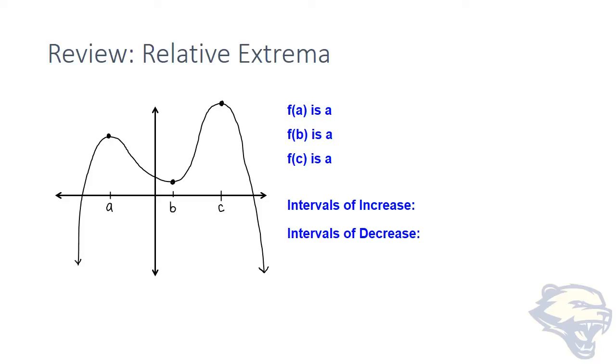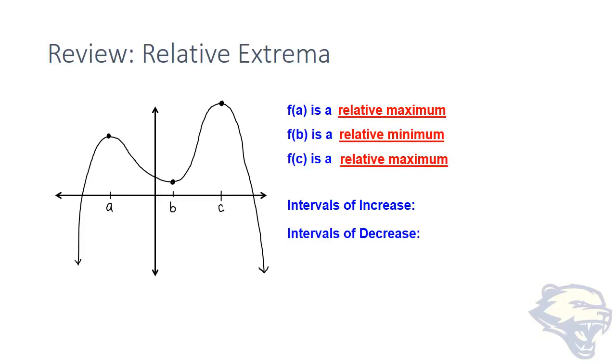So with this graph, the y value f of a would be a relative max because it's greater than the points around it. You can see it kind of reaches that max and then starts coming back down. The y value f of b is going to be a relative minimum. It's not the lowest point on the whole graph, but it's the lowest point in its little neighborhood there. And then f of c is a relative max.